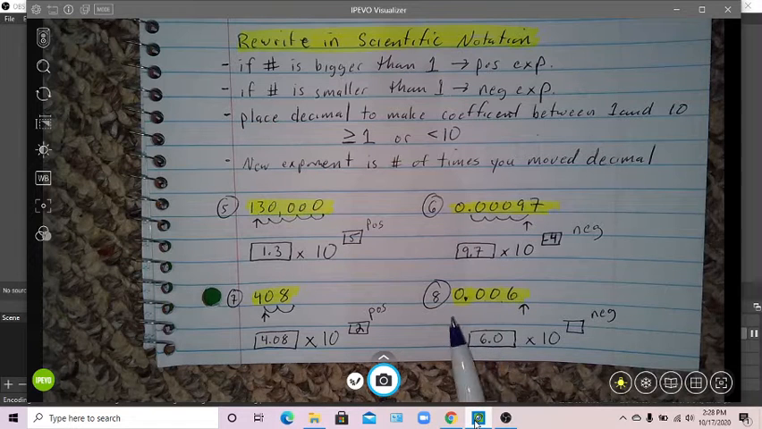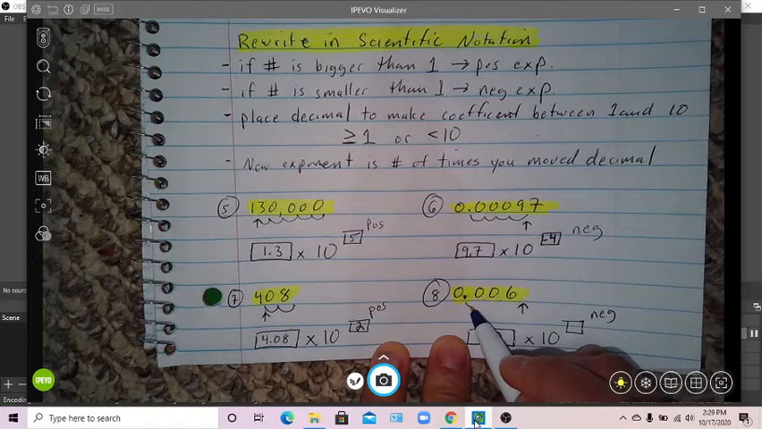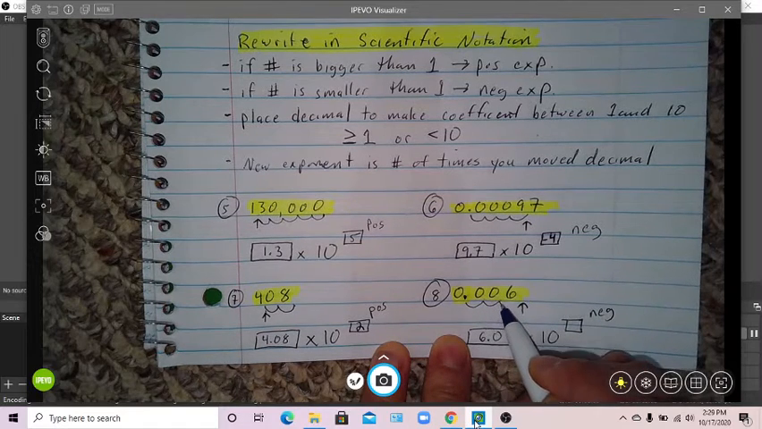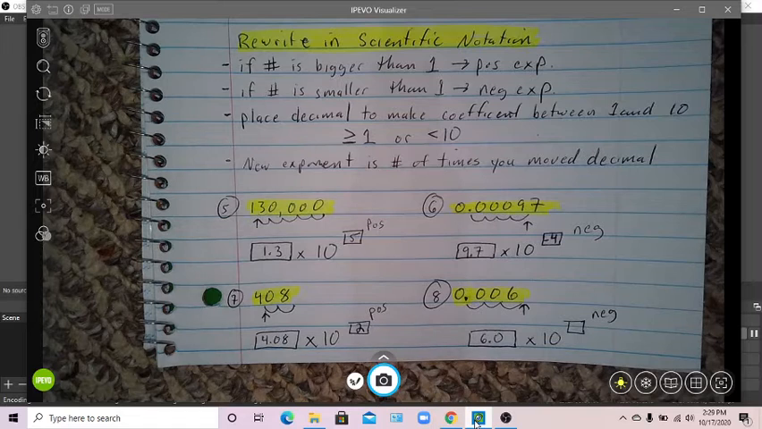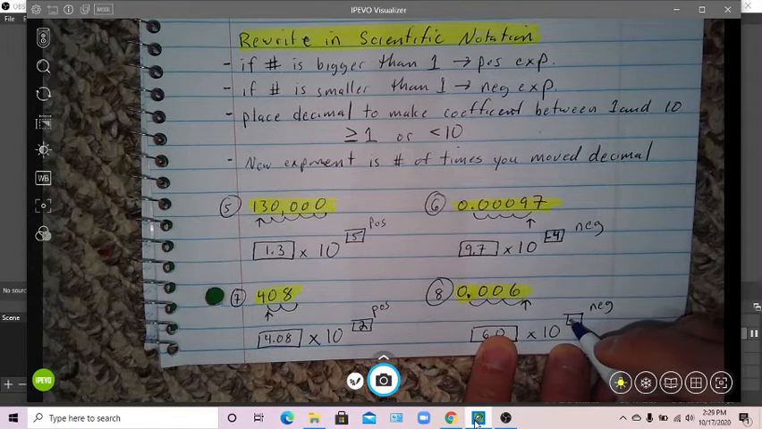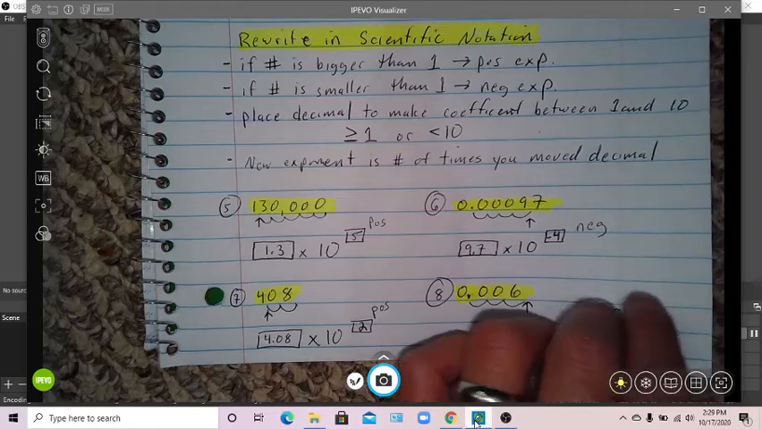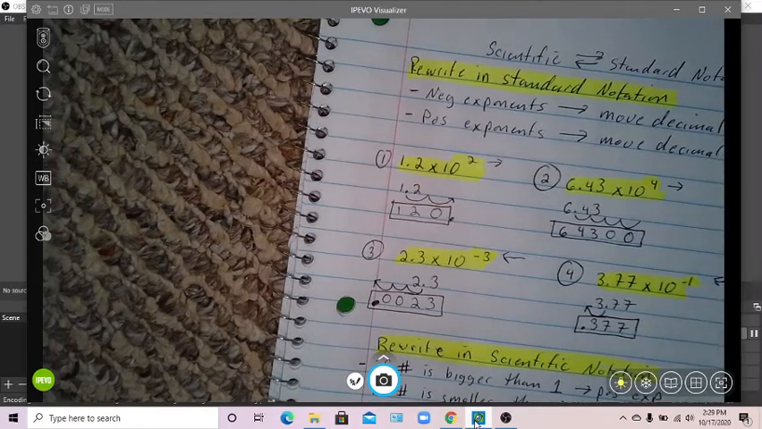So now this number, let's figure out how many times we had to move the decimal. This is 1, 2, and 3. I had to move it 3 spaces. So I know it's going to be negative, right? So it's going to be a negative 3. Alright, let's do a few more. Let's do number 9.